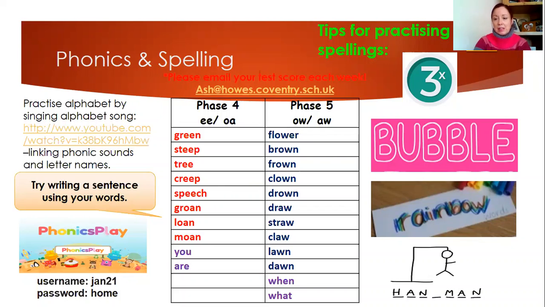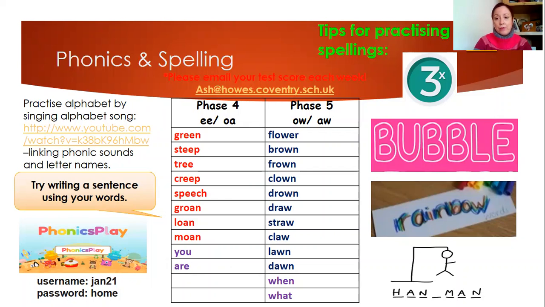The tips for practicing those spellings are the same as usual: write them out 3 times using look, cover, write and check, have a go at bubble writing the words, have a go at rainbow writing the words, and get somebody at home to play hangman with you so that you think about the letter order and use those phonemes, the E and the O sound. You could also have a go at writing some sentences using those words.